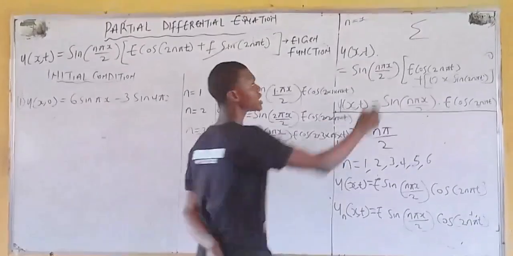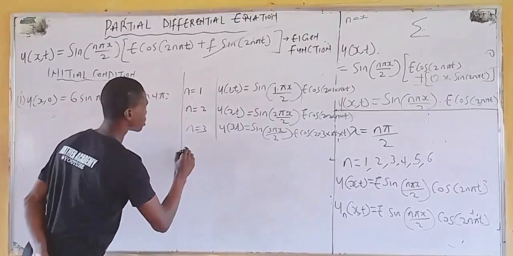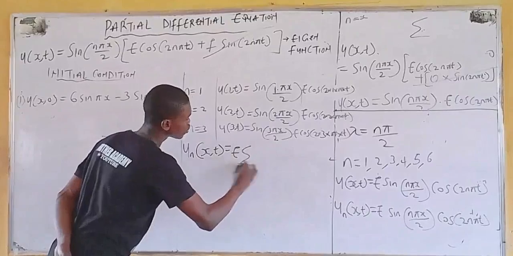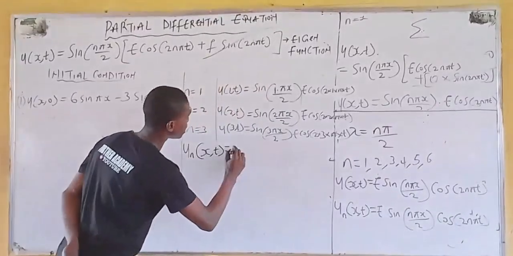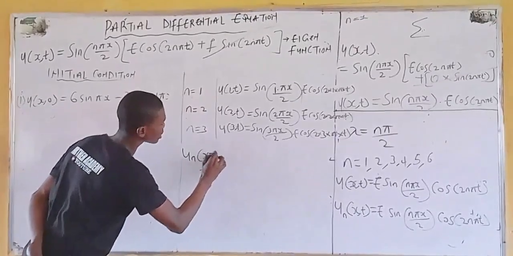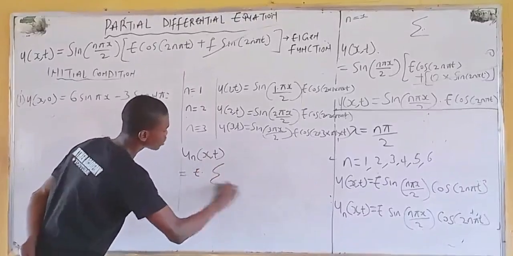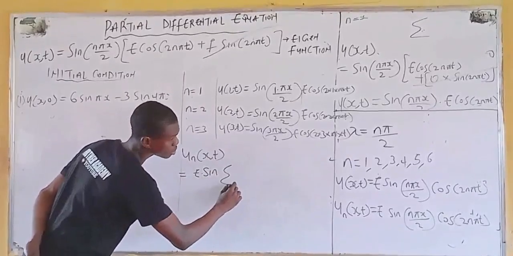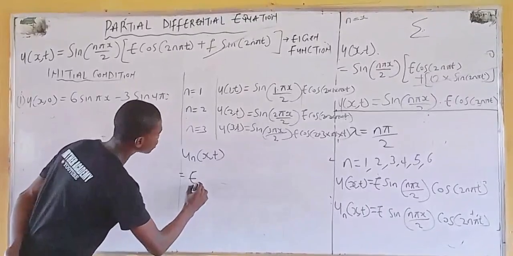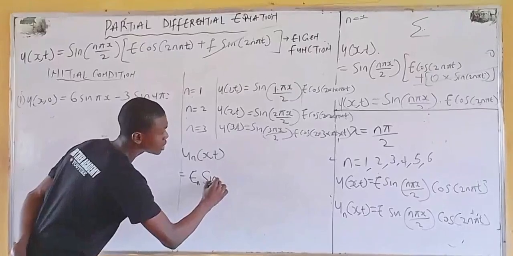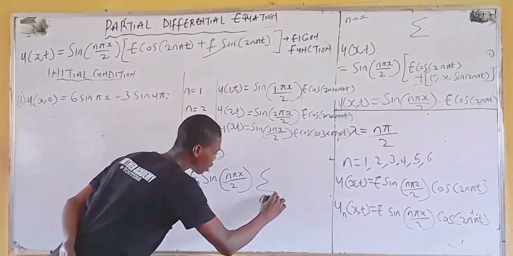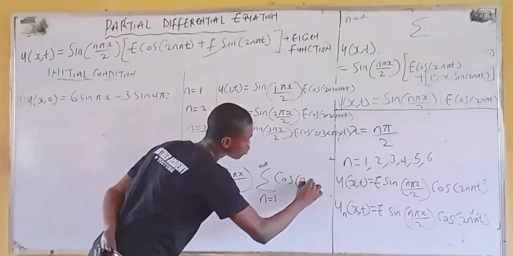From here, writing the series solution, in terms of this sine, I'm having my wave equation as what? U_n(s, t) equals e_n sine(n pi x over 2), then the summation from n equals 1 to infinity of cos(2 pi t).